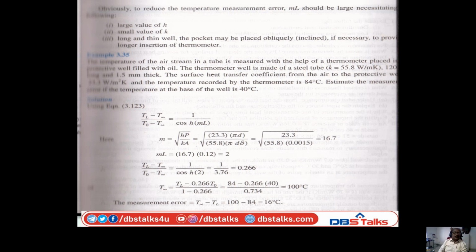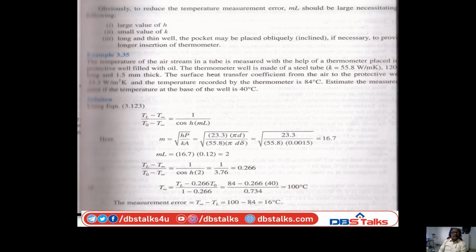So error is a function of H and error is a function of K, and at the same time it is a function of L also. If M increases, error decreases. Like this. So now there is a problem. Using this problem, we'll see how to calculate the error measurement.